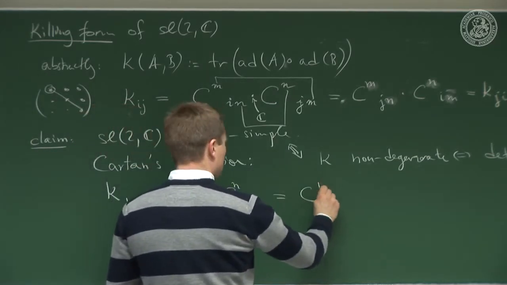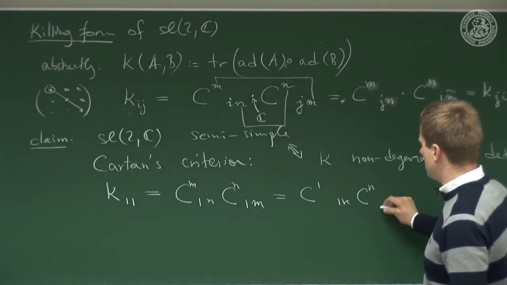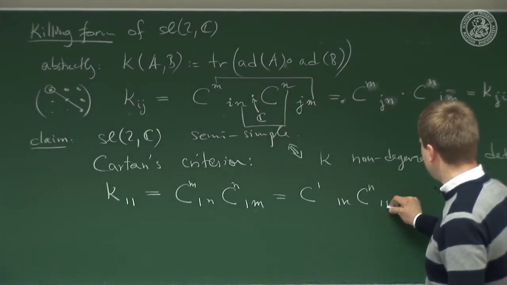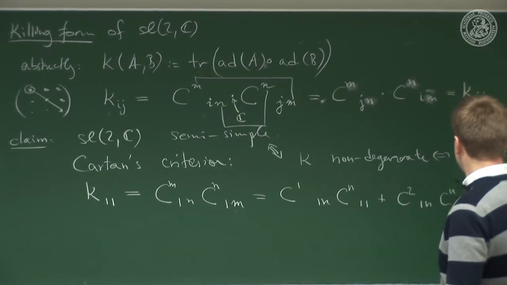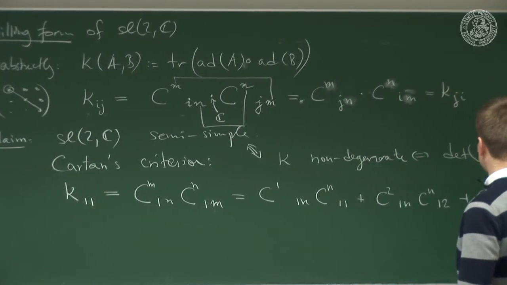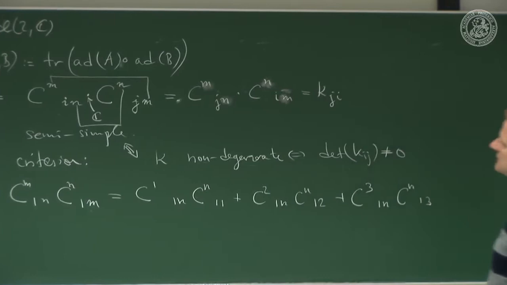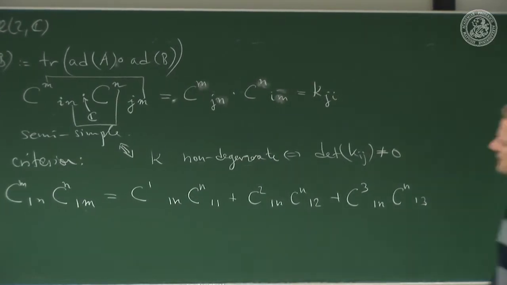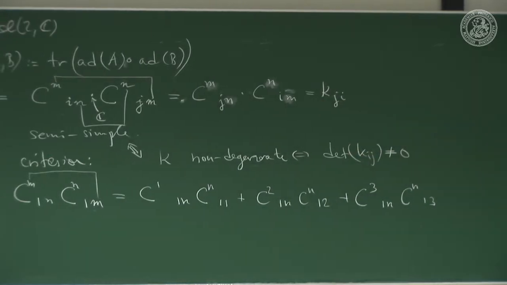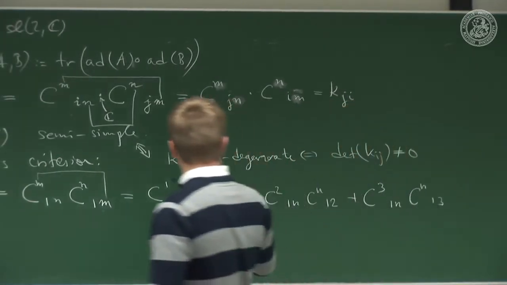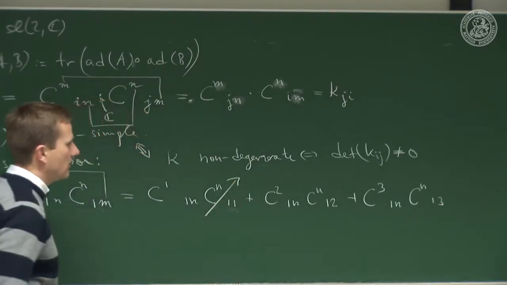So let's do this. Let the m run and the n stays. So C1 1 n, Cn 1 1, plus C2 1 n, Cn 1 2, plus C3 1 n, Cn 1 3. So this is just resolving here the summation over m. And now we already see C is antisymmetric in the lower two, so this term must go out.